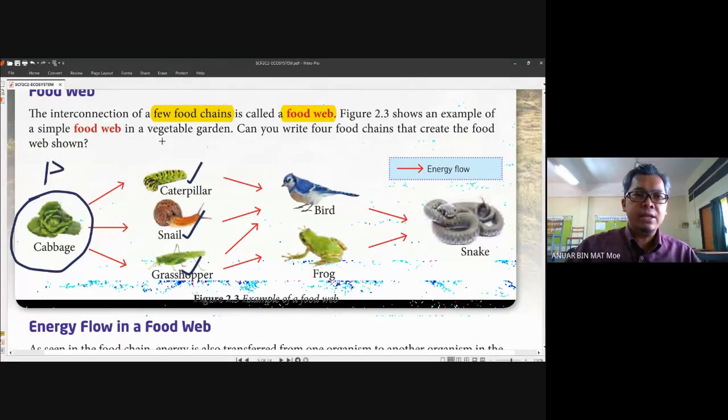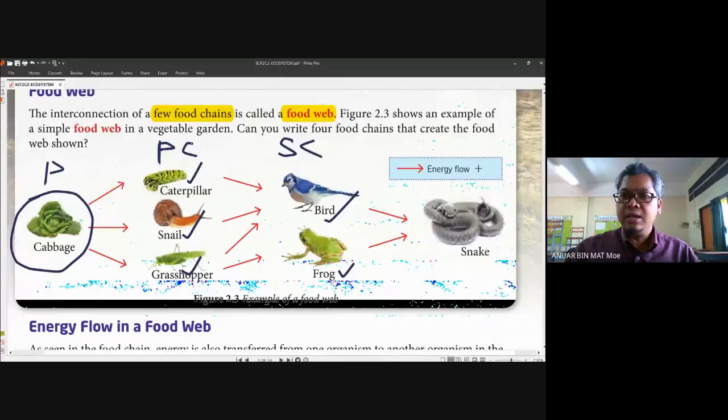Okay, and then this is the primary consumer. The second one is what we call the secondary consumer. For example here, birds and frog, because birds will eat caterpillar, frog will eat grasshopper. And then the last one is the tertiary consumer. Tertiary consumer is maybe the organism that eats other organisms.